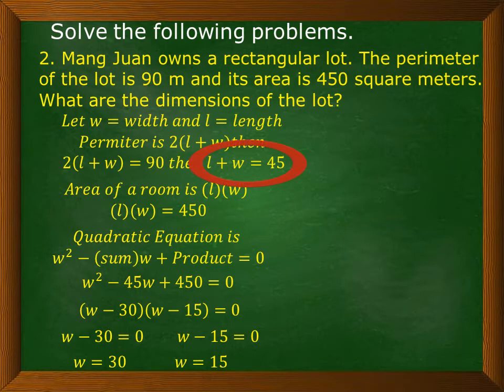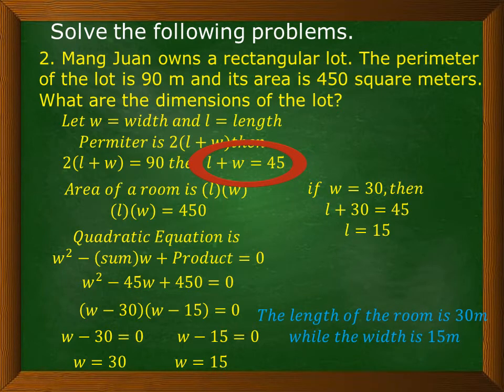Okay, so if your L plus W is equal to 45, we can now substitute our W. So if W is equal to 30, then L plus 30 is equal to 45. Our L is 15. We substitute from the formula L plus W equals 45. Okay, if your W is 15, then you substitute 15, L plus 15 equals 45. So L is equal to 30.